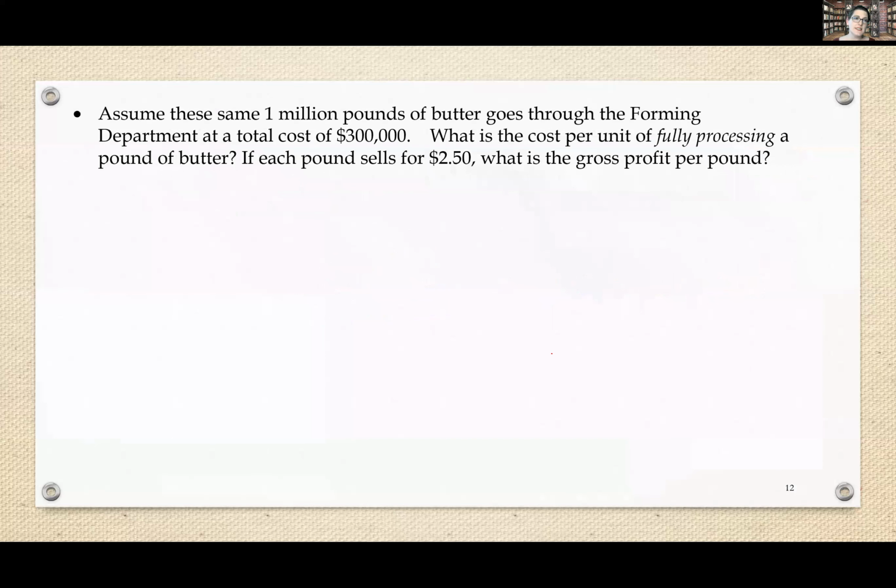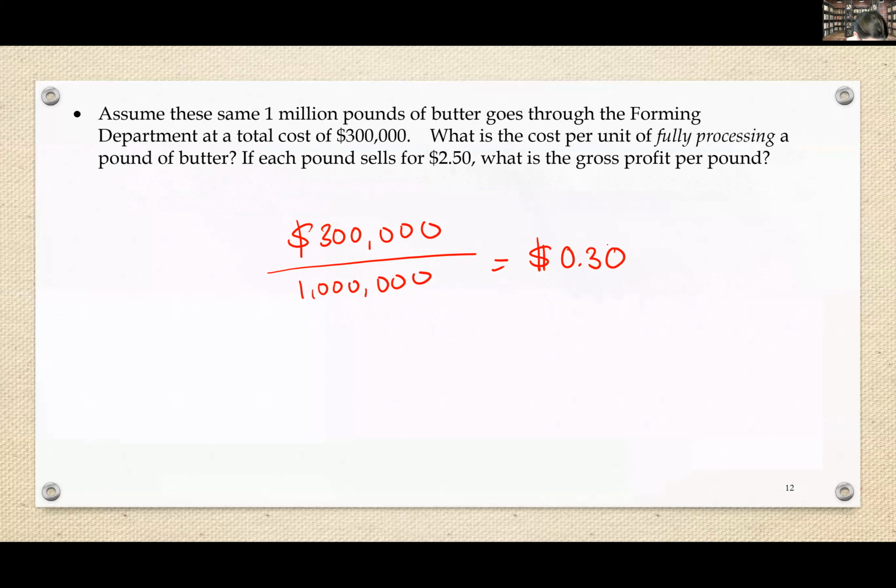Okay, so now let's look and assume that the same 1 million pounds of butter goes through the forming department at a total cost of 300,000. Because remember, we're saying there's two departments, our churning and our forming. So if it goes through at 300,000, and we still have that same million pounds, then we have 30 cents a unit for the forming.